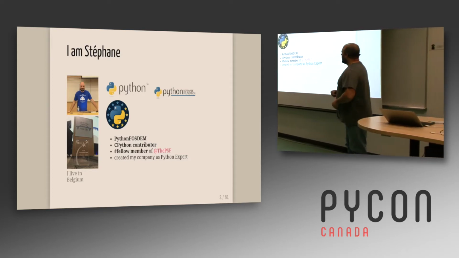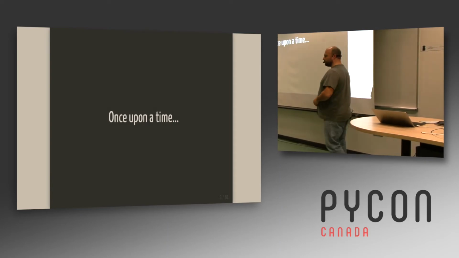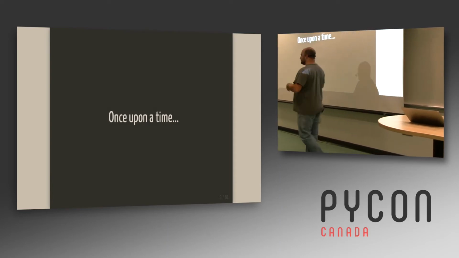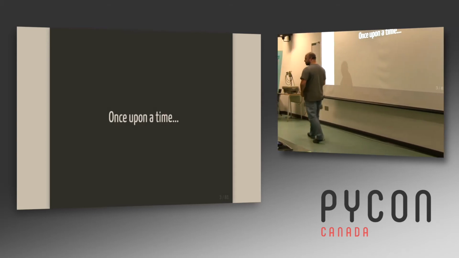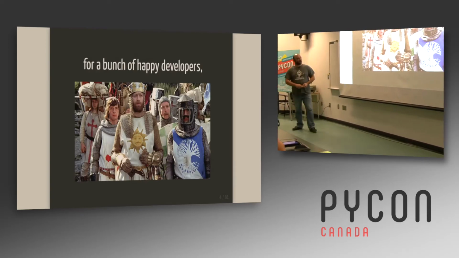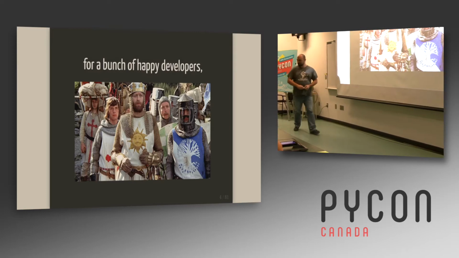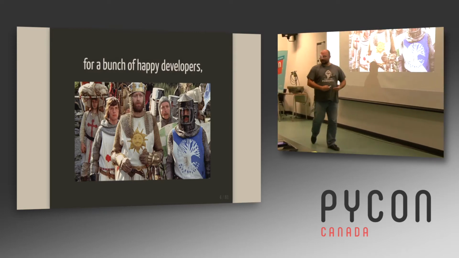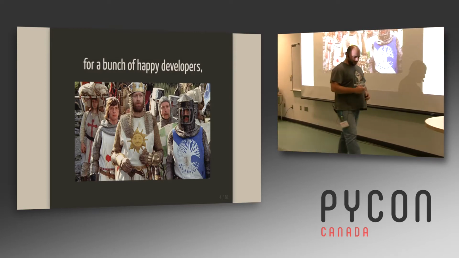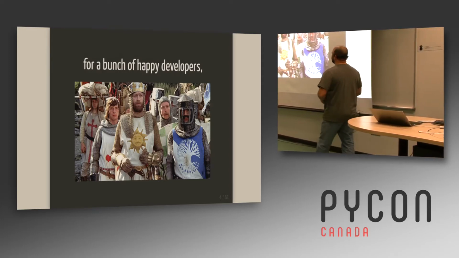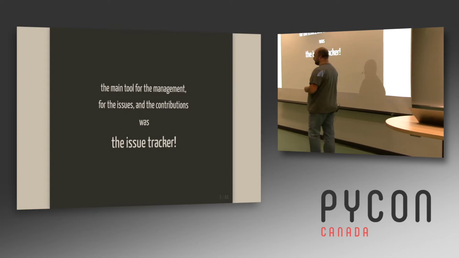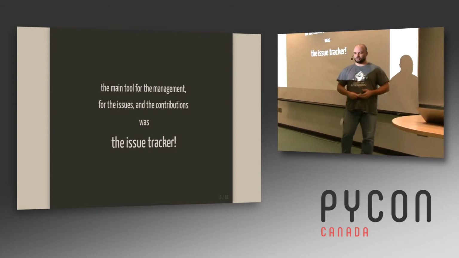So, yes, I'm going to tell you a small history. Once upon a time, a bunch of happy developers. You know these guys, yeah? The Monty Python. It's a very good group. But these happy developers have a small problem. The small problem is the issue tracker.